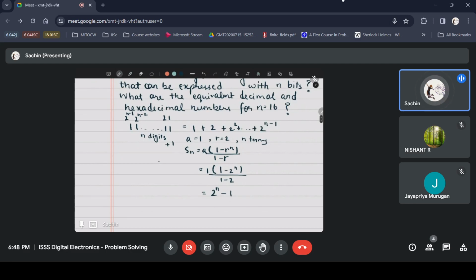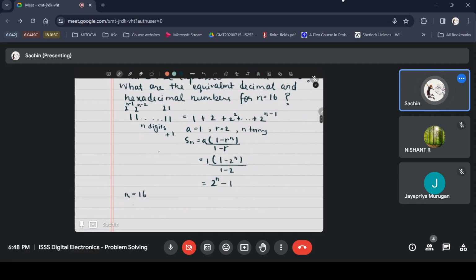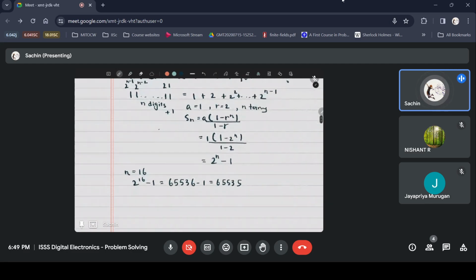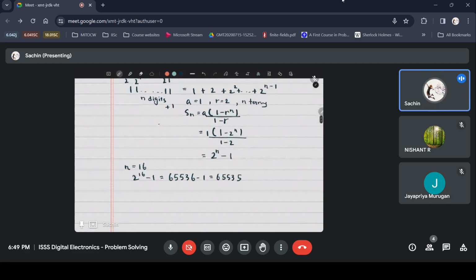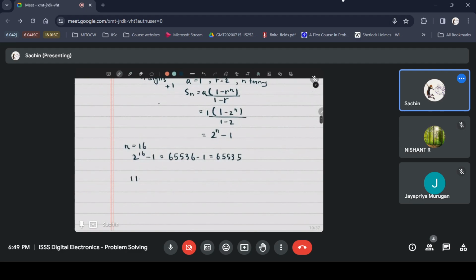Right? For n is equal to 16, the decimal equivalent is 2 power 16 minus 1, which will be 65,536 minus 1, which will be 65535. Same number if you want to write in hexadecimal, you group 4 bits at a time. Since there are 16 bits, there are 4 groups of 4. So the number is FFFF in base 16.